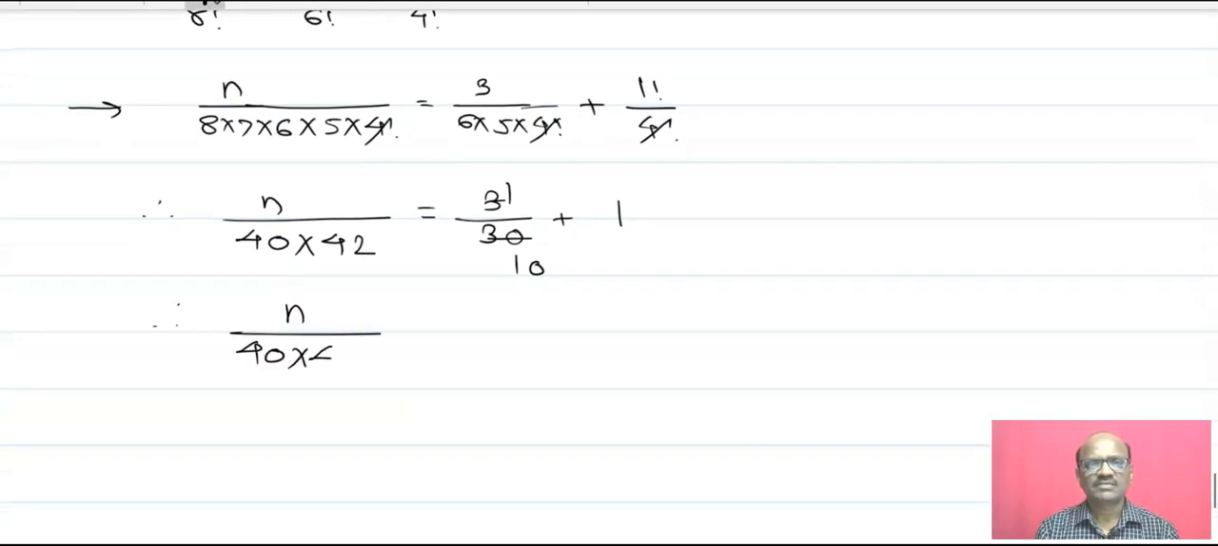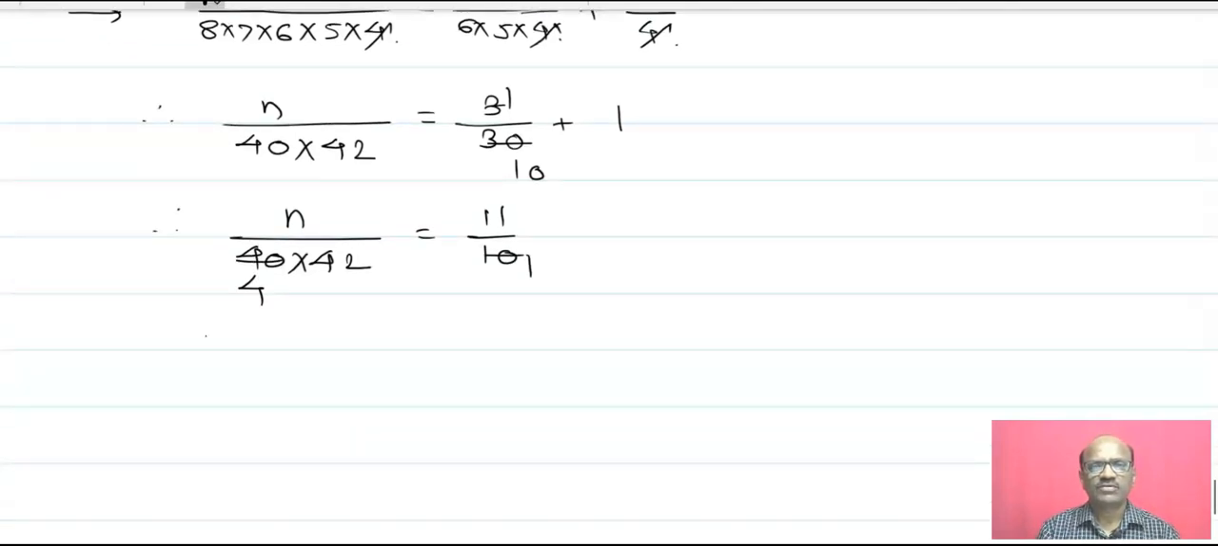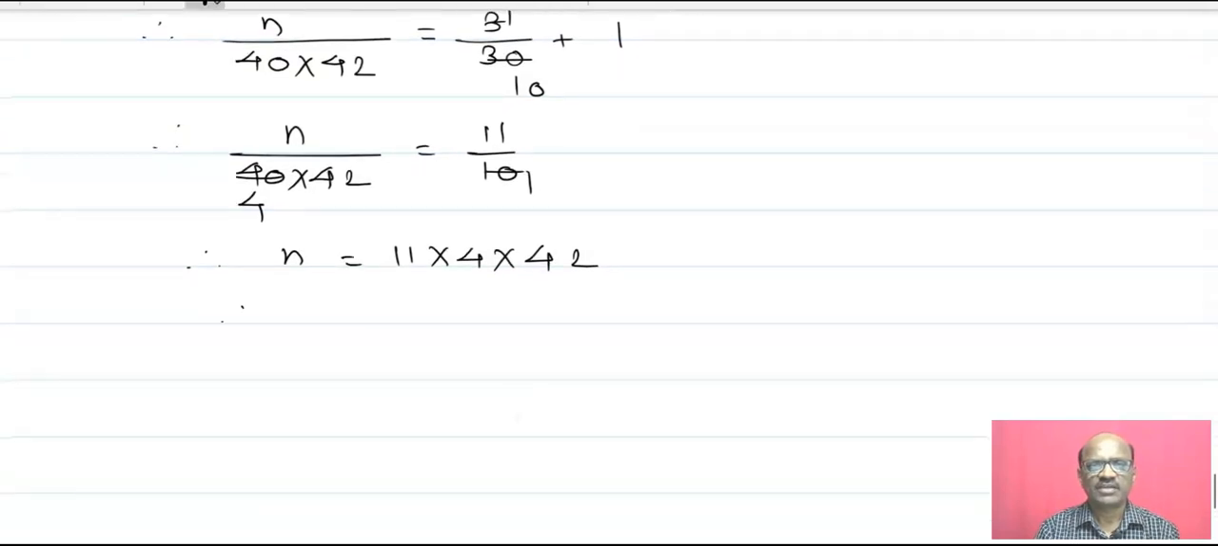That is n upon 40 into 42 is equal to 1 upon 10. Now normal simplification is there. You can carry out this. Therefore, n is equal to 1848.